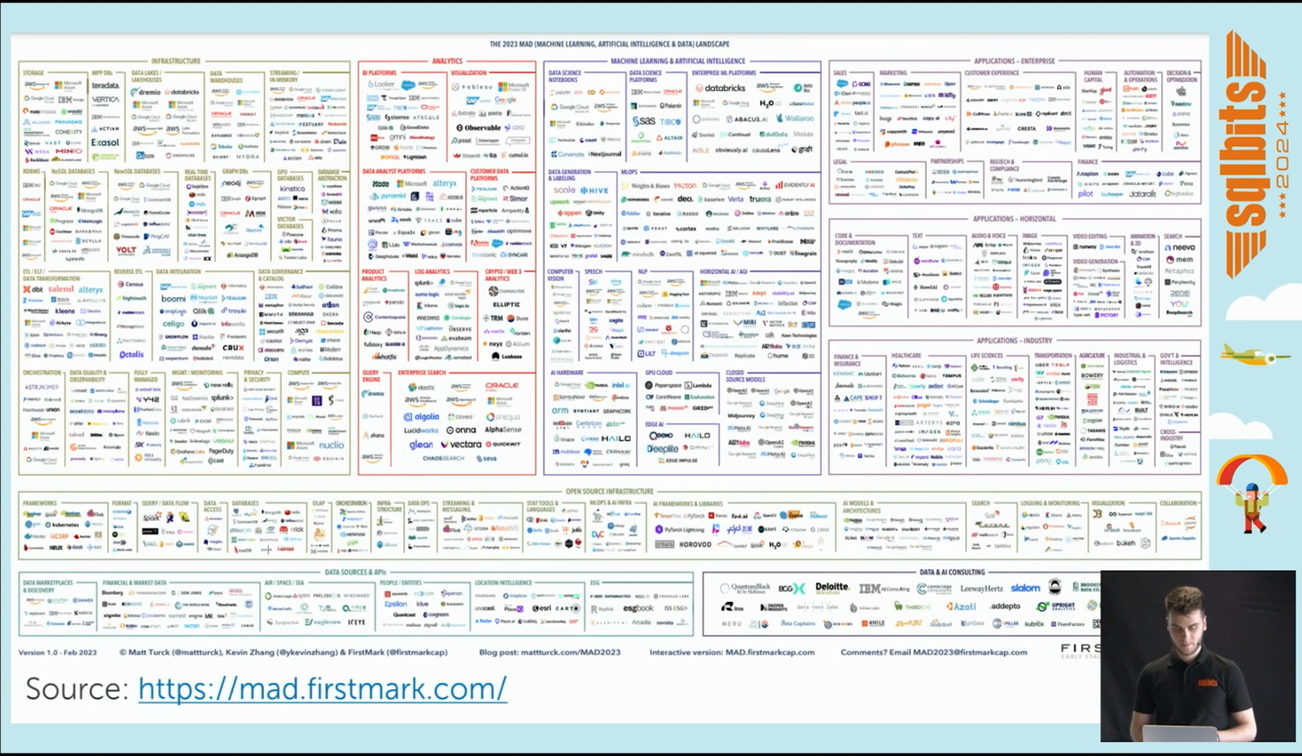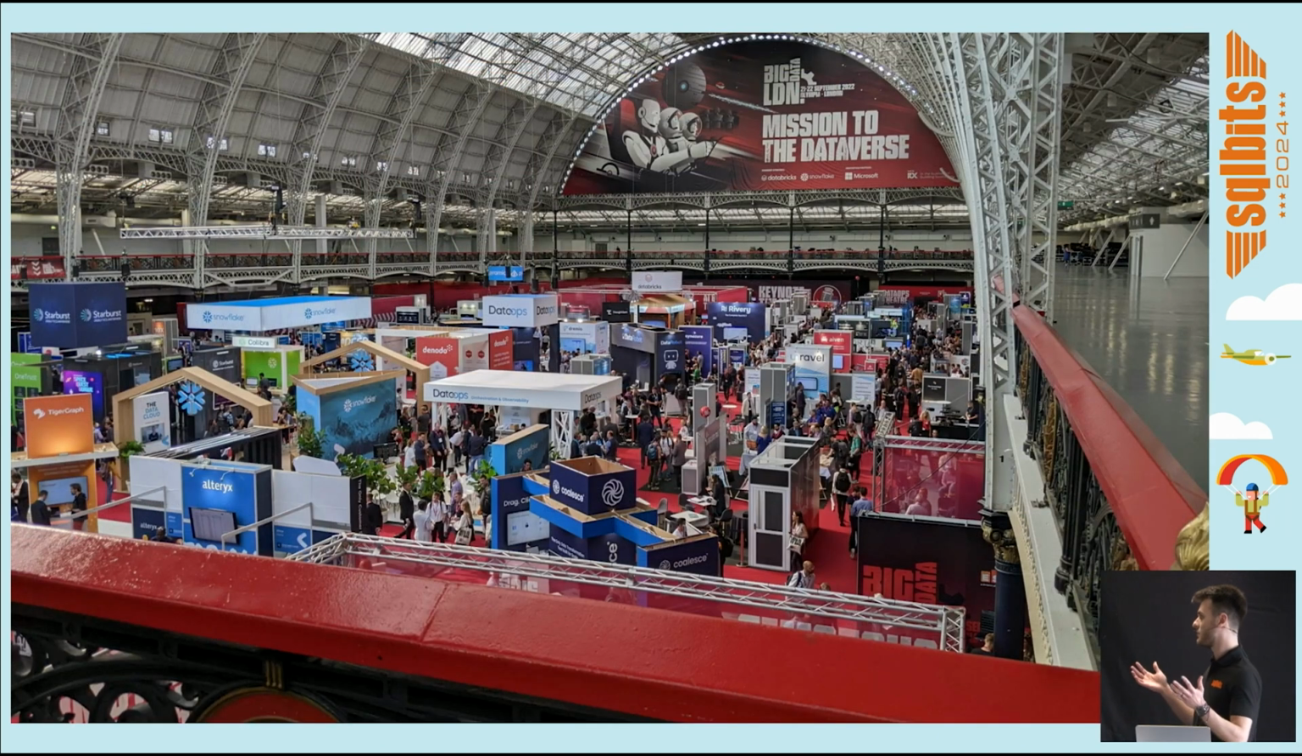So the problem. This is the problem. We have thousands of different options to choose from. This is an analysis that's done by a company called Firstmark. It's a ML, AI, and data landscape. And it's not just that. You go to conferences like Big Data London. SQLBits is quite good. They haven't got that many sponsors here. But for a free event, of course, there's going to be hundreds of different products that they're trying to push at you. Lots of these things do exactly the same thing. Lots of them have lots of crossover. How do you know which one to go for?